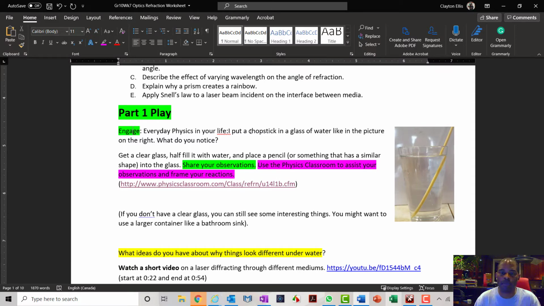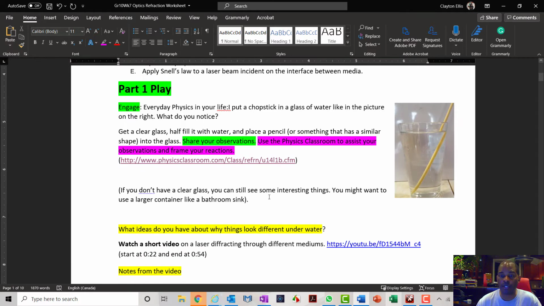I review that each week. So part 1 play, notice a lot of times with the green, I just have you playing with whatever it happens to be. So you might not necessarily write anything down, or if you do, it's very minimal. But if you want to demonstrate you actually understand what's going on, you'll typically go to the yellow or purple.